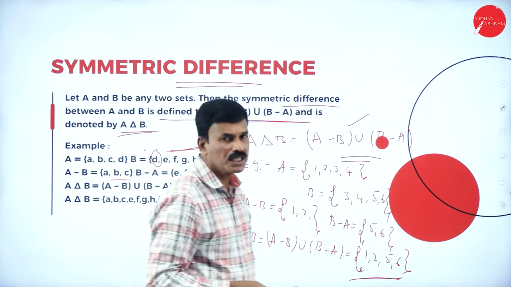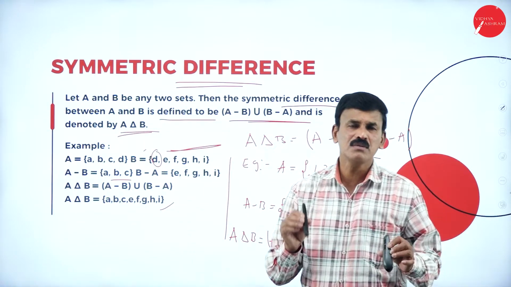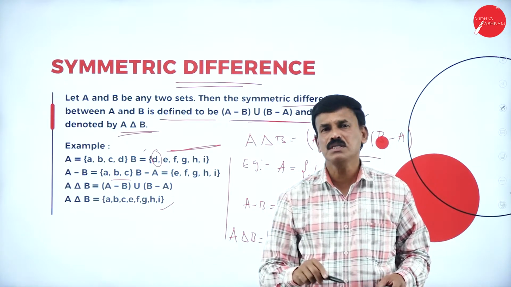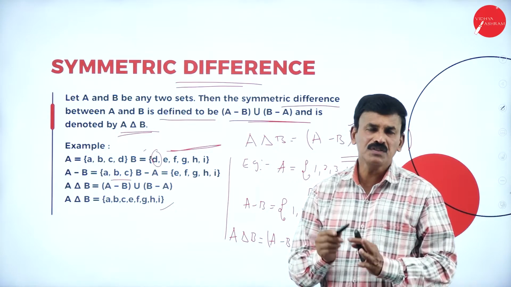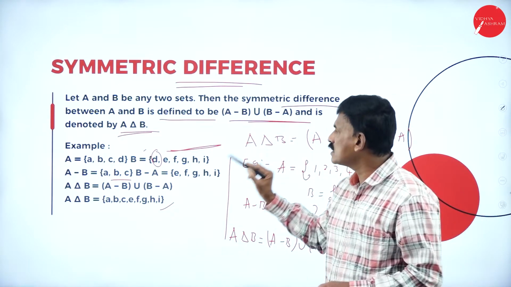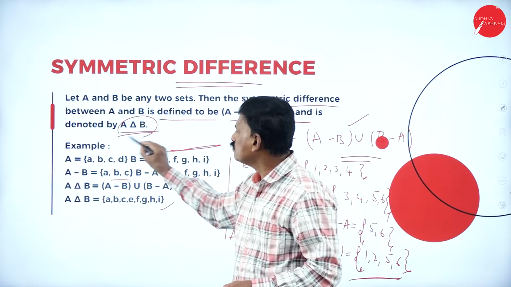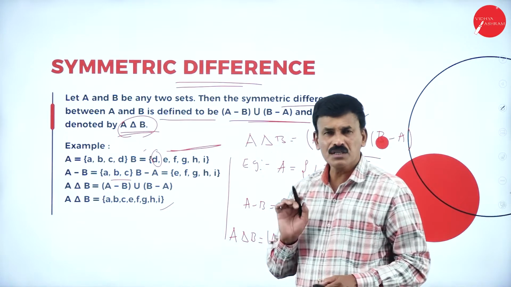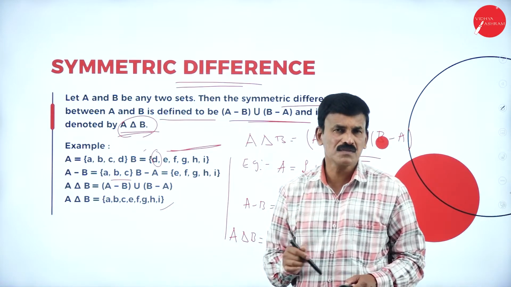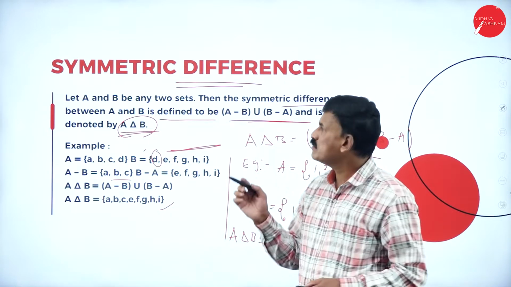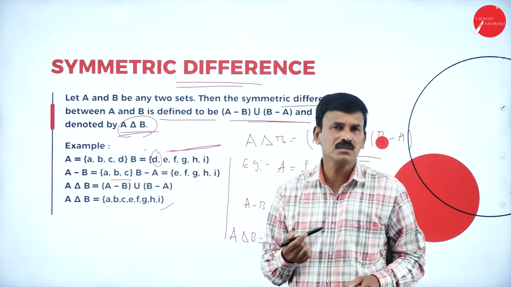So, first find out A minus B, meaning elements which are in A but not in B. B minus A means elements which are in B but not in A. The union of these two, A minus B and B minus A, will give the symmetric difference that is denoted as A delta B. That's it. Okay. Hope you got an idea regarding union of sets, intersection of sets, difference of sets A minus B, B minus A, as well as the symmetric difference of the sets A delta B.